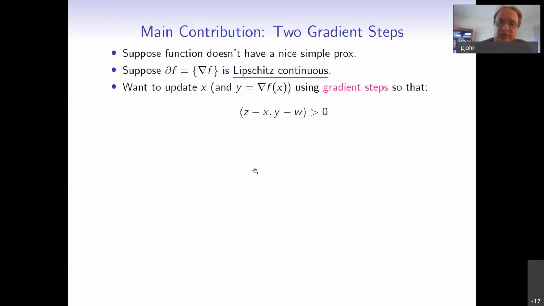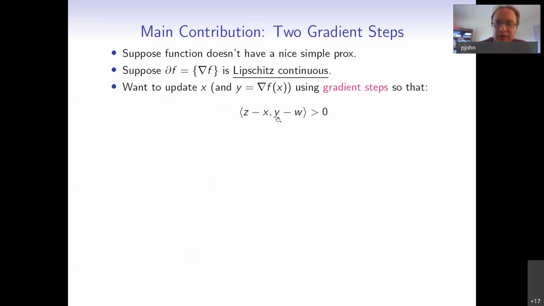We thought, how can we do this with a gradient evaluation? So let's suppose the function doesn't have a nice prox that you can compute, at least easily. But let's suppose that the gradient is Lipschitz continuous, to make it a fair game. So we want to update x and y in such a way that this inner product is positive. So we know that y is fixed. y basically has to be the gradient of f at x. It's unique now because this is just a Lipschitz continuous mapping. But we still have freedom in how we pick x.